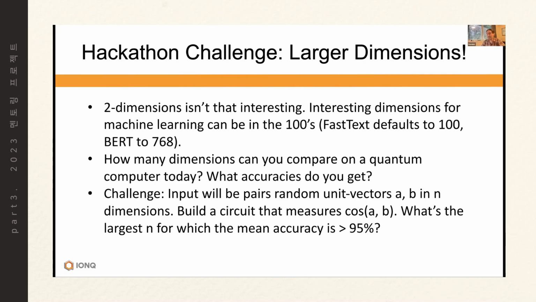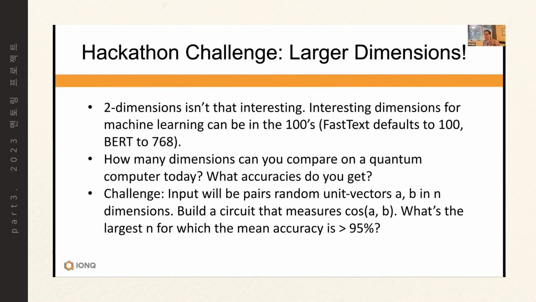So standard dimensions really in machine learning are, say, in the hundreds. FastText defaults to 100, BERT, a big language model, defaults to 768. So that leads to the question we'd like to pose as a hackathon challenge. How many dimensions can you compare on a quantum computer today? What kind of accuracies do you get?